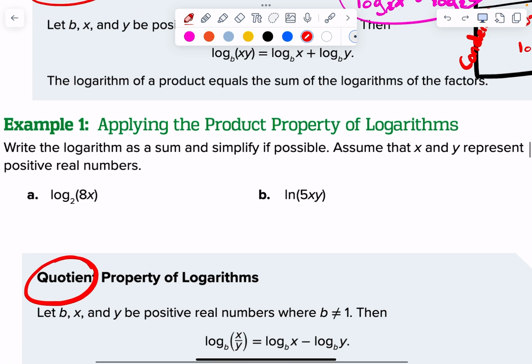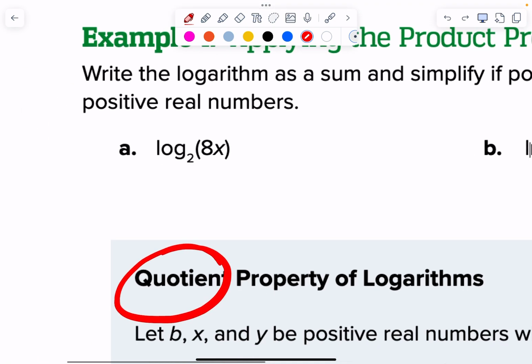Write the log as a sum and simplify it if possible. So this is multiply, right? So they are basically, in a nutshell, telling me to break it apart. Okay, so let's look at what this looks like. Log base 2 of 8 plus log base 2 of x.